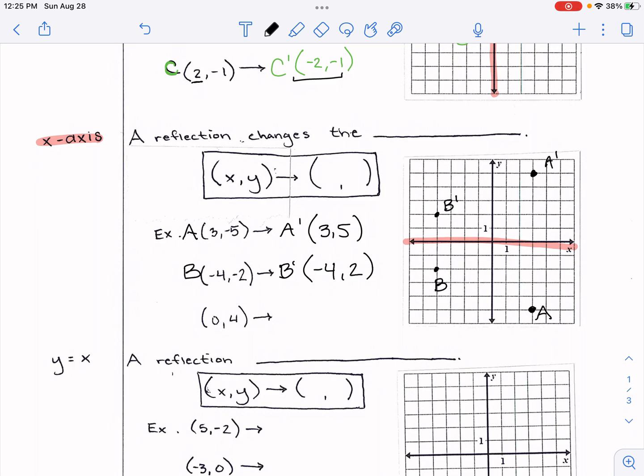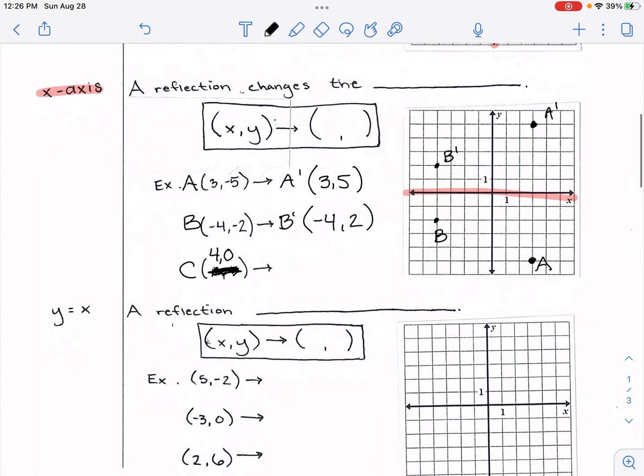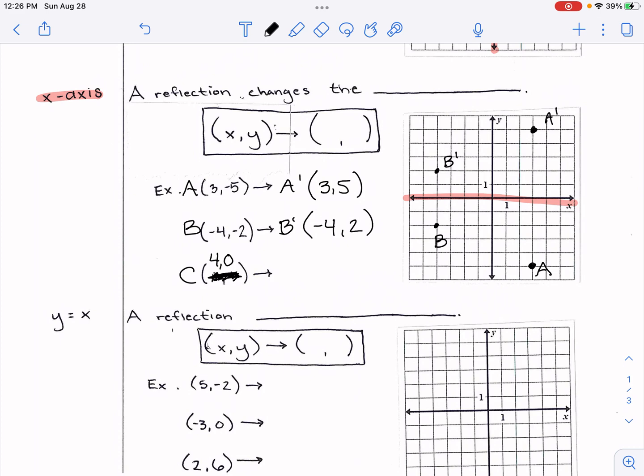And the last one, 0, 4. Actually, you know what? For 0, 4, I'm going to change this. If you can also cross this off for C, let's make this 4, 0. The reason is I just want you to notice something that we haven't seen yet. 4, 0 is just 4 to the right and 0 up and down. This is C. Now I want you to ask yourself, that point, how far is that away from the x-axis?